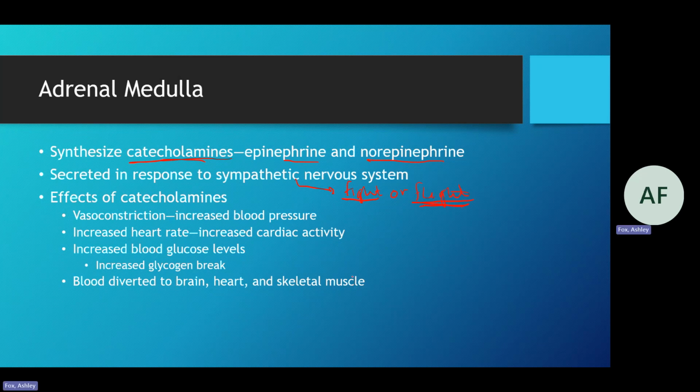What happens when you have a catecholamine release? So think of the sympathetic nervous system, the fight or flight. Well, just like with cortisol, you're going to vasoconstrict. Why? You want to increase your blood pressure. You want to increase blood flow to certain areas. So you want to increase blood flow to your muscles.